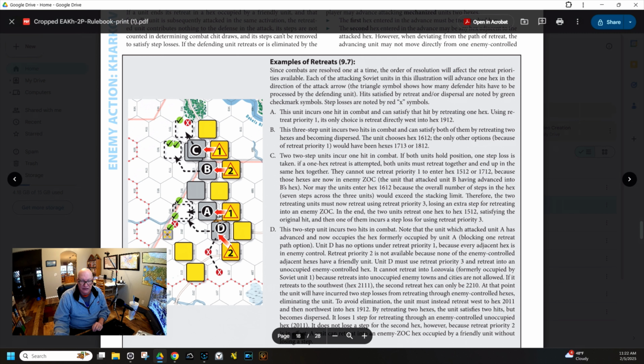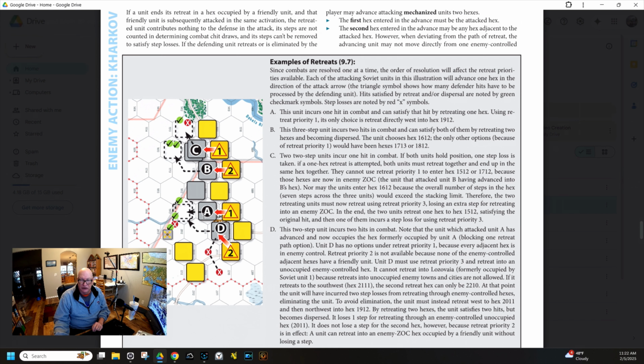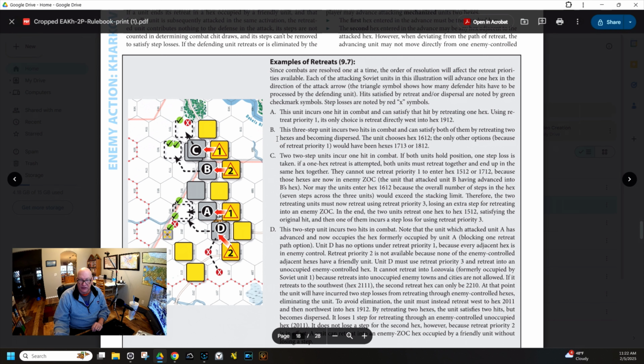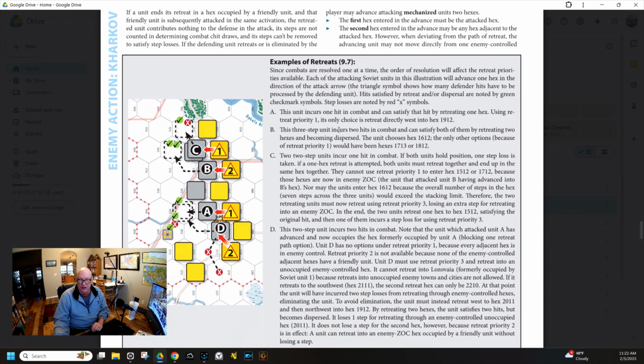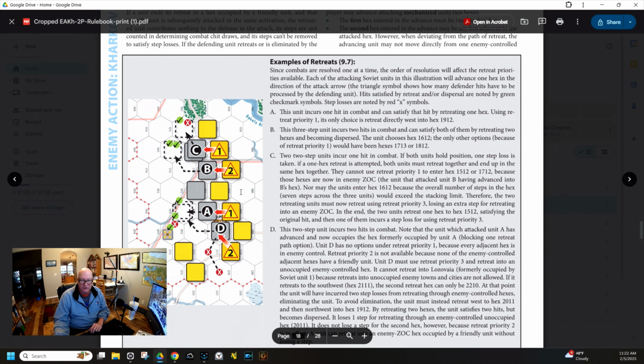So A, this unit incurs 1 hit in combat and can satisfy that hit by retreating 1 hex using retreat priority 1. Its only choice is to retreat directly west into 1912. So it just goes back there. B, the 3-step unit incurs 2 hits in combat and can satisfy both of them by retreating 2 hexes and becoming dispersed. The unit chooses hex 1612. The only other options, because of retreat priority, would have been hexes 1713 or 1812.